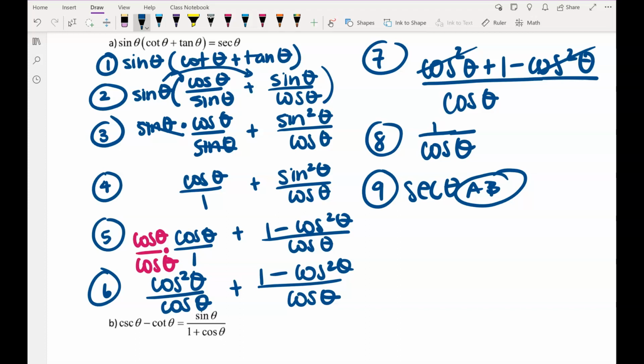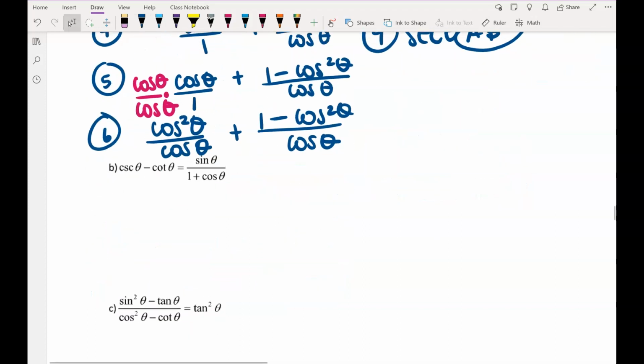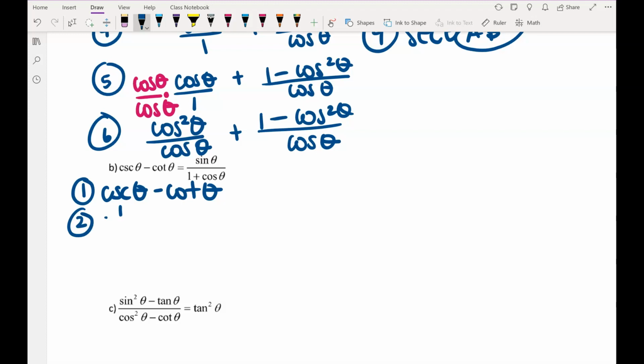All right, B. Which side looks scary? The first side? So left side? Okay. So again, copy this first on your homework, then step 1. All right. Next, what do you want to do? Yeah, let's try. We could look at the goal. We want to get to sine divided by 1 plus cosine, right? So cosecant is 1 over sine minus cosine divided by sine again. Yes or no? Now what?